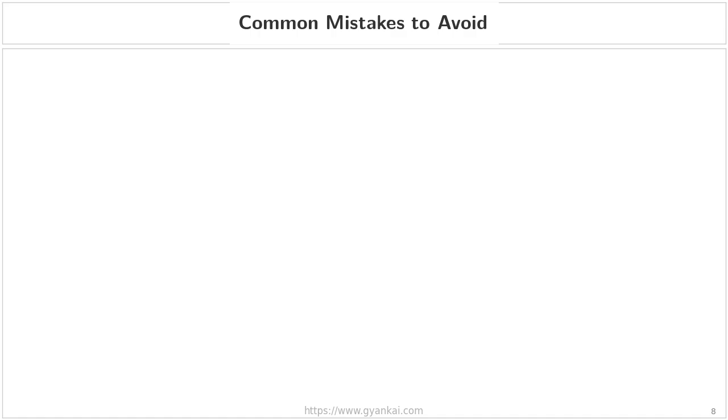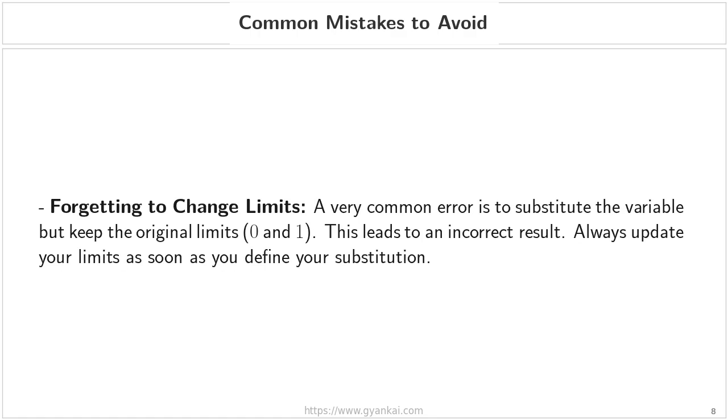Common mistakes to avoid. First, and this is extremely common, is forgetting to change the limits of integration. Remember, when we performed the substitution, we weren't just changing the form of the integral, we were changing the variable of integration. So, if you substitute and get everything in terms of t, you must also express the original limits, in our previous example, 0 and 1, in terms of t. If you don't, you're essentially integrating with respect to x, while everything else is in t, and that will give you the wrong answer. Always update those limits immediately after defining your substitution.